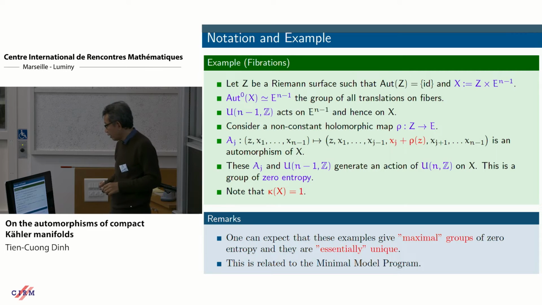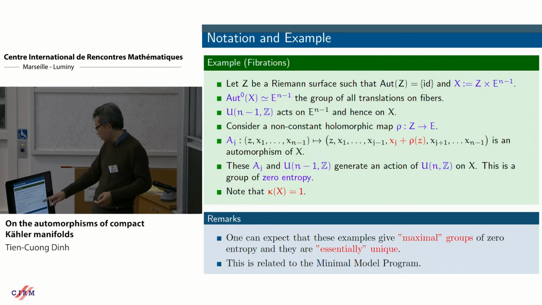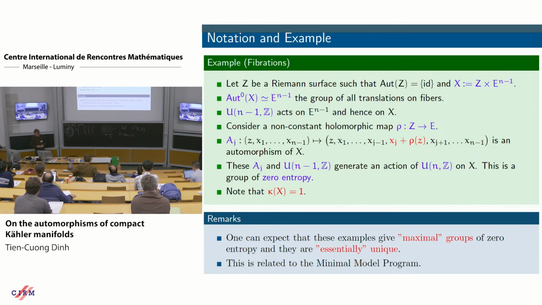Okay, and then all these automorphisms together generate an action of the unipotent group U_n(Z) on X. You can check this, and this is a group of 0 entropy. In this case, the codimension of X is equal to 1. So we expect that in those examples, you have the biggest group of 0 entropy. We hope that.